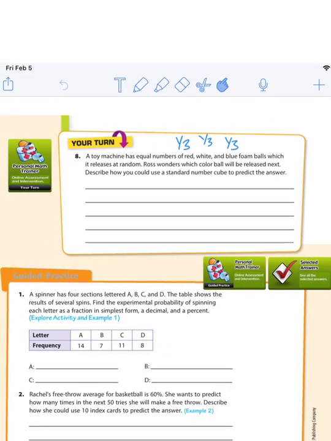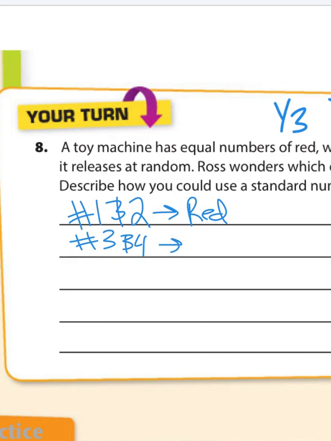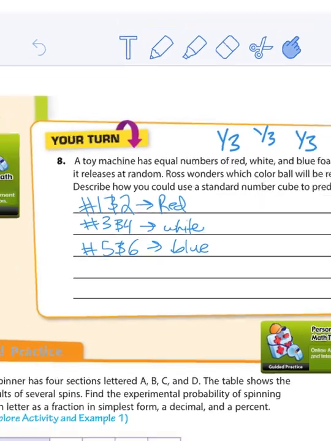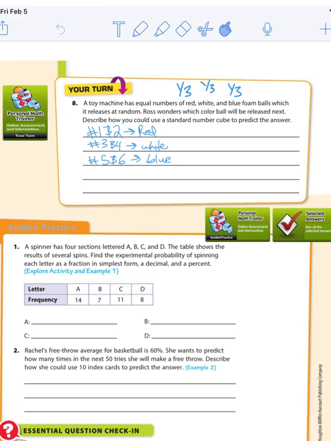There are 6 sides to a number cube. So to simulate a third of the chance, we could say numbers 1 and 2, we're going to pretend that would be equivalent to a red ball. Numbers 3 and 4, we would pretend would be similar to a white ball. And then numbers 5 and 6, we would pretend are blue. So then we would record which numbers happen the most, and then we would use that to compare the experimental probability of red, white, and blue foam balls from the toy machine.